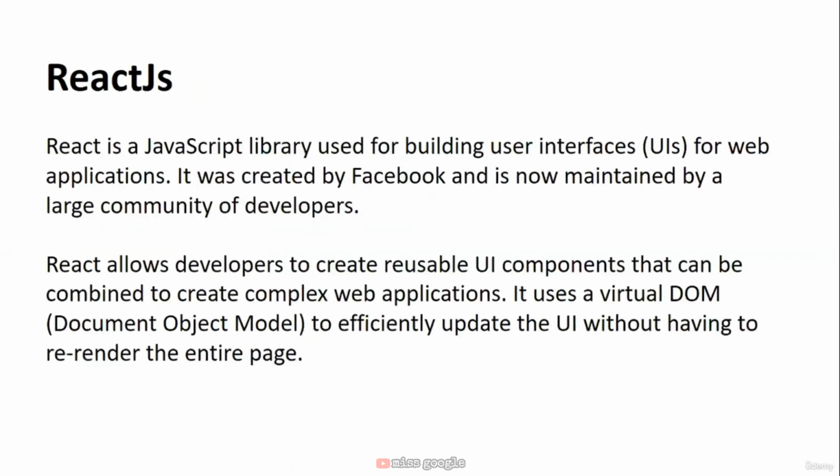React.js is a JavaScript library used for building user interfaces, also known as UI, for web applications. It was created by Facebook and is now maintained by a large community of developers. React allows developers to create reusable UI components that can be combined to create complex web applications. It uses a virtual DOM, the document object model, which is rendered on our web browser, and due to this, React helps us efficiently update the UI without having to re-render the entire page. So this is a basic introduction to React.js.